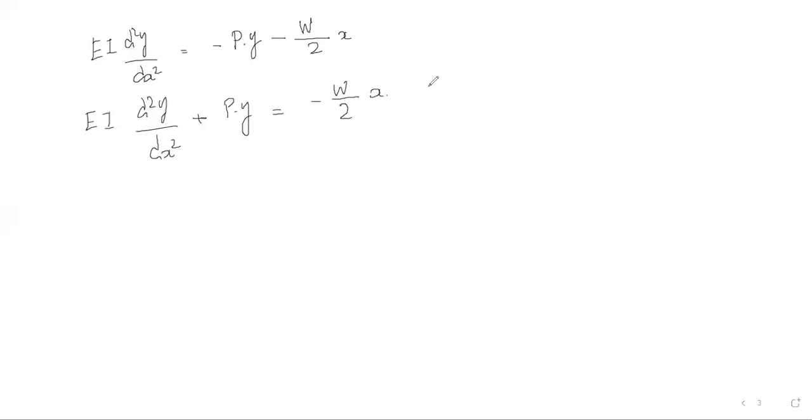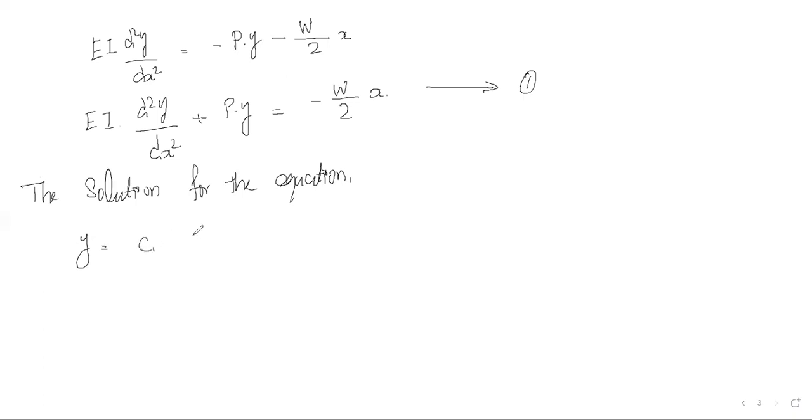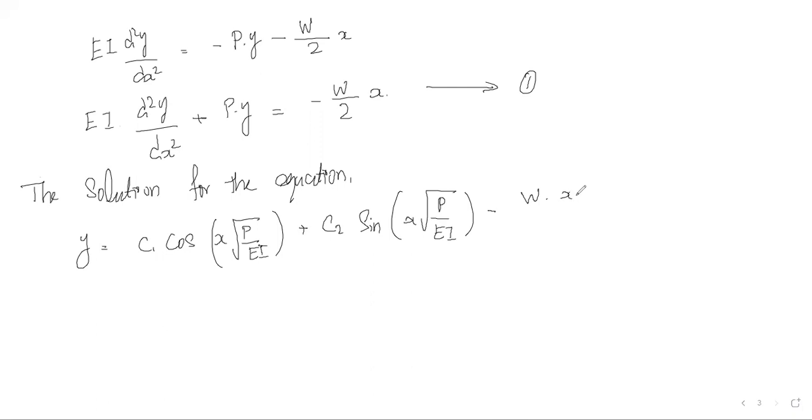Now the solution for equation 1. We all know that the general equation becomes y is equal to c1 cos x into root P by EI plus c2 sin x into root P by EI, minus w into x divided by 2 EI into P by EI.